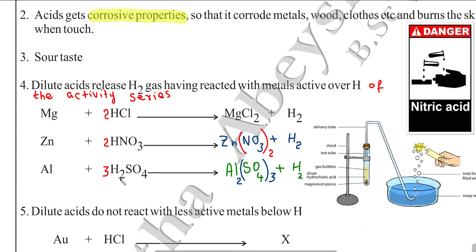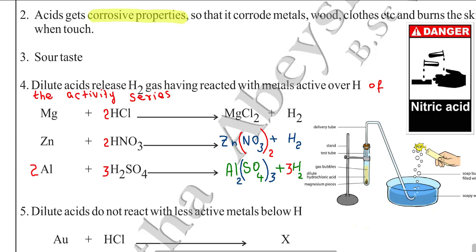Then what happened? Hydrogen became 3 into 2, 6. Sulfate 3 is correct. 3 into 2, 6. But here only 2. To make the 2 into 6, what should we do? We have to multiply this also by 3. Then we set a 3 here. The aluminium 2 this side, 1. Then we are writing the 2 in front of aluminium. The simple way, right?